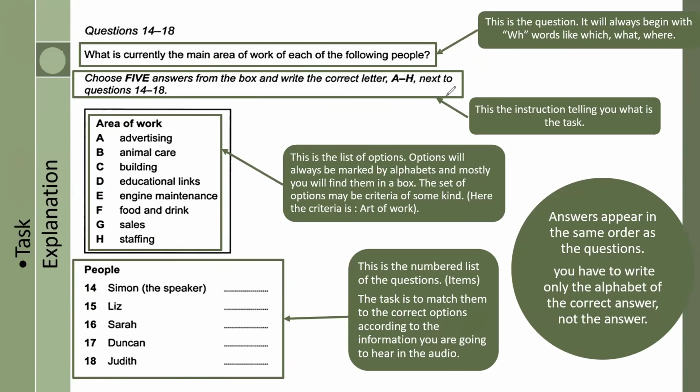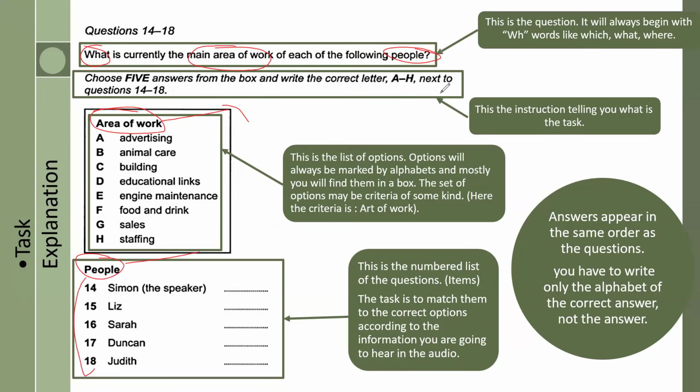Let's take an example for this. This is your statement, and usually you will have two parts in the statement, like what is currently the main area of work. This is the statement, and it starts with WH: what, why, where, when, how, clear? WH questions. This is the first part, and then people. So there are two parts. The statement talks about two parts, and the same way, if you come down, you will find both options. Options are about area of work.